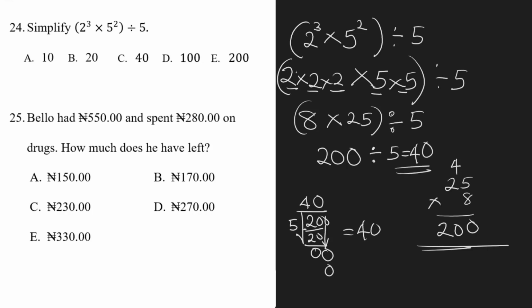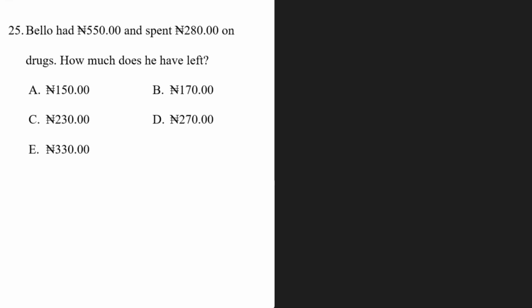So let's check our option. Of course, we have C as the answer, right? So let's move to the next question, question 25. Question 25 says, Bello had 515 naira and spent 218 naira on drugs. How much does he have left?